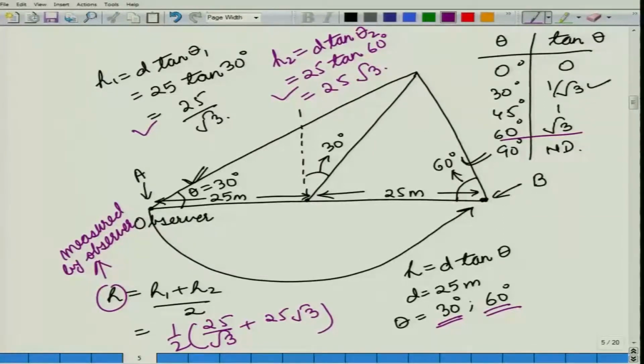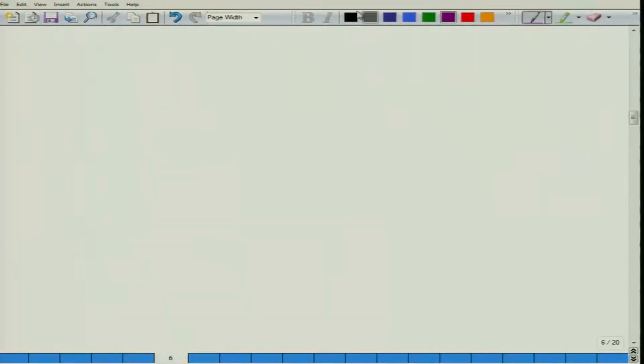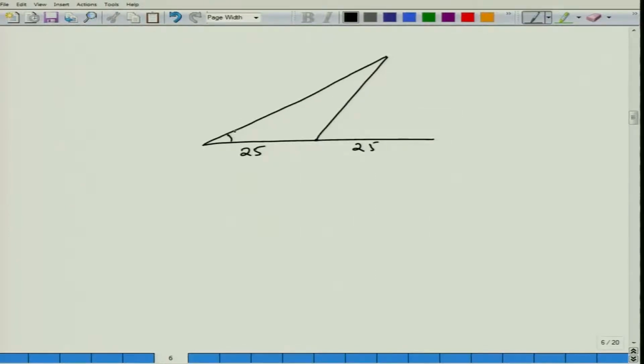Now, how much is the actual height of the tree? How do we figure that out? So, now let us draw the diagram again. In the diagram we had this center point. So, this was 25 meters, this was 25 meters. This angle is 30 degrees, this angle is 60 degrees, and the angle of inclination is 30 degrees, which would give us that this angle is 60 degrees.